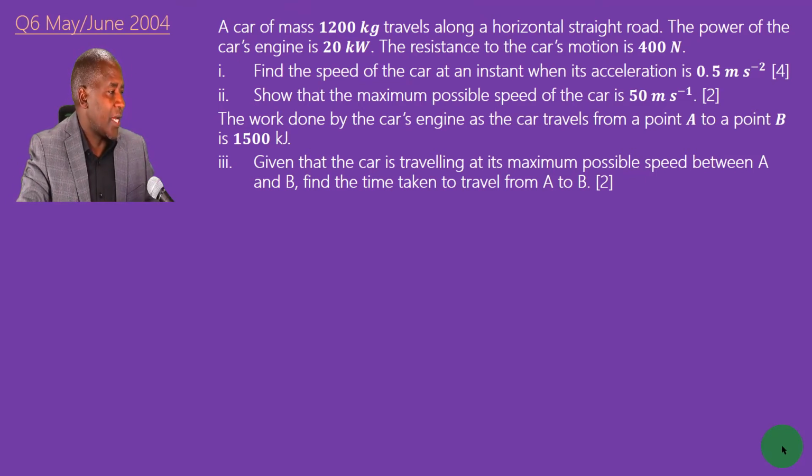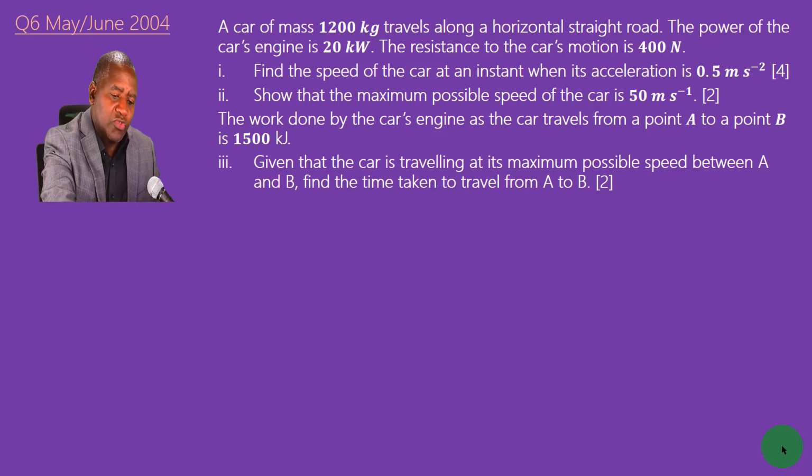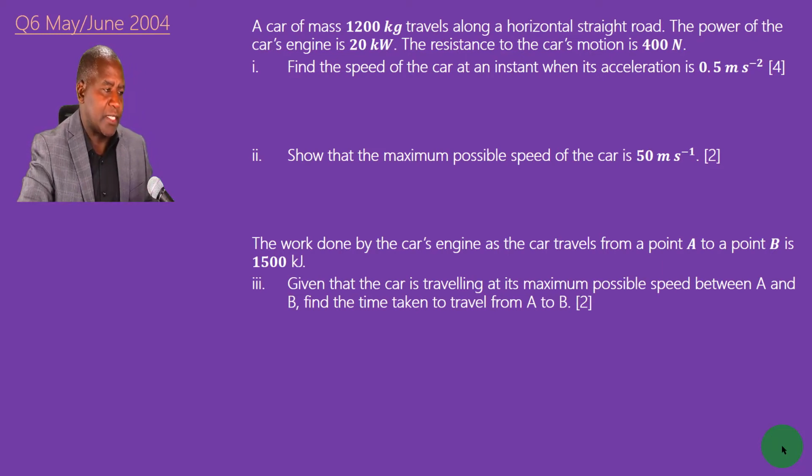Now let us look at question 6. In this question, we are told that a car of mass 1200 kg travels along a horizontal straight road. The power of the car's engine is 20 kilowatts. The resistance of the car's motion is 400 newtons. Part 1, we are required to find the speed of the car at an instant when its acceleration is 0.5 meters per second squared. Now let's straight away go to this first part. I've created some space here where I can work out each question separately so that it is clear to us all.